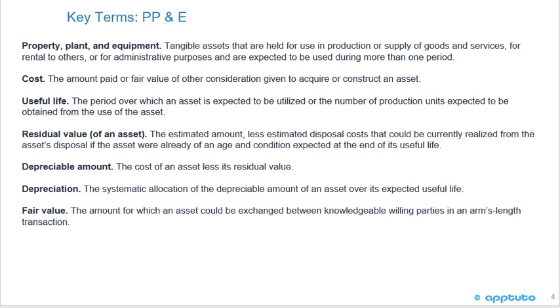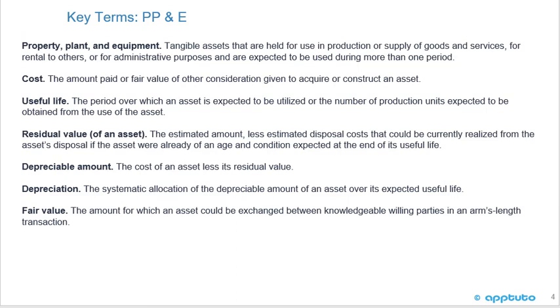So property, plant, and equipment, those are tangible assets that are held for use in production or supply of goods and services, for rental to others, or for administrative purposes, and are expected to be used during more than one period. Cost is the amount paid or fair value of other consideration given to acquire or construct an asset. So don't forget, we can exchange land for shares, okay? And if those shares had a market value, that would be the cost of our land.